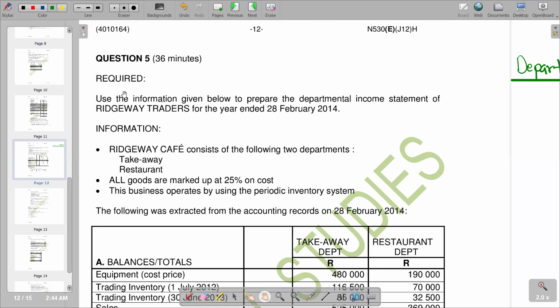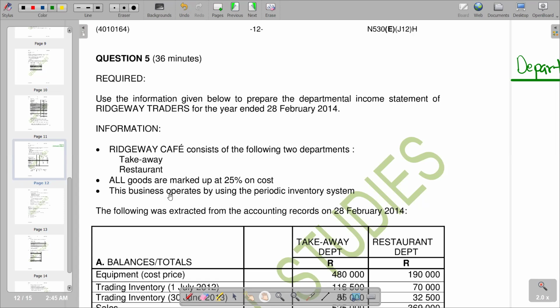The question starts with the required part, which reads: use the information given below to prepare the departmental income statement of Regional Traders for the year ended 20 February 2014. You are given that Regional Café consists of two departments, takeaway and restaurant. All goods are marked up at 25% of cost. So basically, this is our markup, which is 25%.